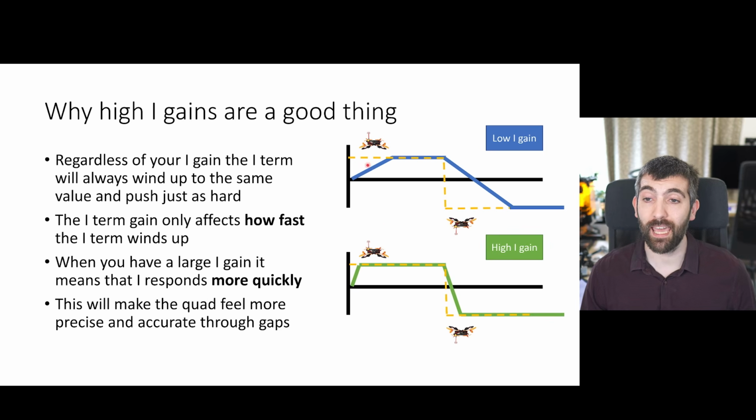If we have low I gain, it's going to take a long time to wind up to remove systematic PID error. And then if we flip the quad over and the systematic error is in the other direction, it's going to take a long time for the I gain to wind up in the other direction. With a higher I gain, it winds up quickly, and when the systematic PID error changes, the I term corrects nice and quickly. This makes the quad feel more precise and more accurate, particularly when you're flying in close proximity to objects. Obviously bearing in mind that if you have too much I term, it's going to cause oscillations, and we want to avoid that.